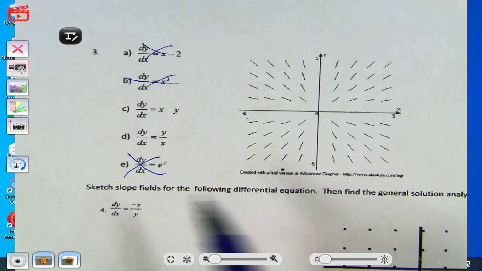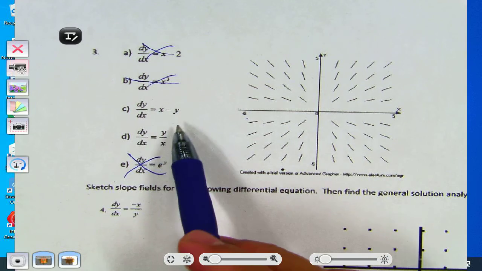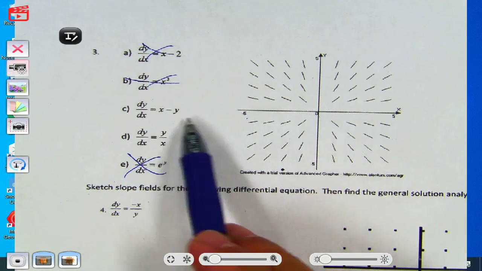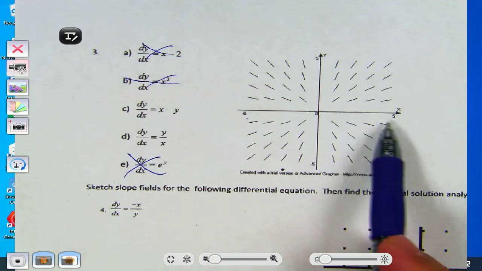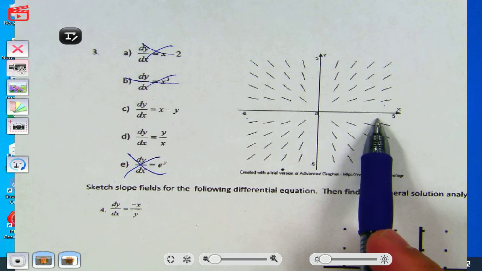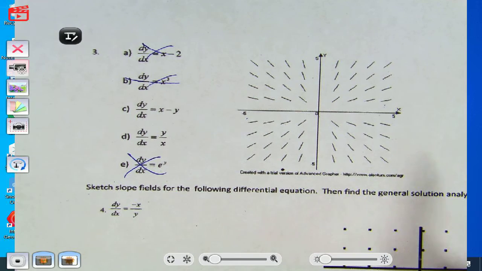So D is a really good choice. Let's just see what x minus y does. If I have 0, 0, it'll be a horizontal line. If I have, say, x is 4, it should be a very steep line over here. 4 minus 0 is 4. So I should have a really steep line here. Everybody agree with that?